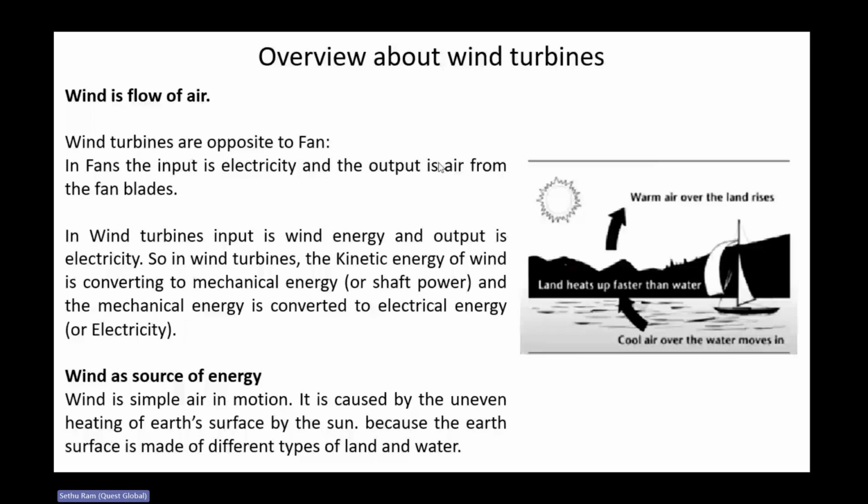So, an overview of wind turbines. Wind is nothing but the flow of air. The wind turbine principle is like the opposite of a fan. In a fan, the input is electricity and the output is air from the fan blades. If we reverse that, in a wind turbine the input is wind energy and the output is electricity. In wind turbines, the kinetic energy from the wind is converted to mechanical energy or shaft power, and the mechanical energy is converted to electrical energy or electricity. So this is the basic principle of wind turbines.